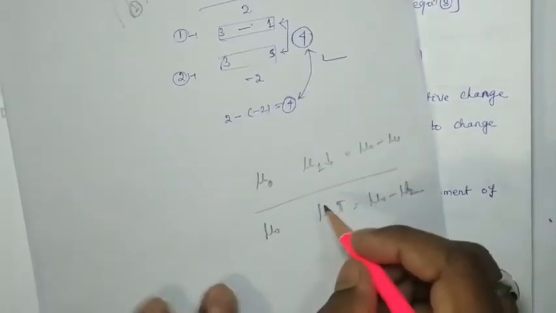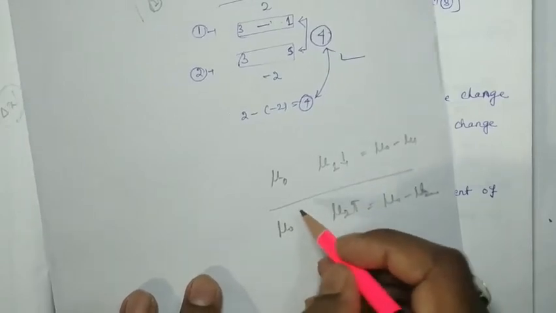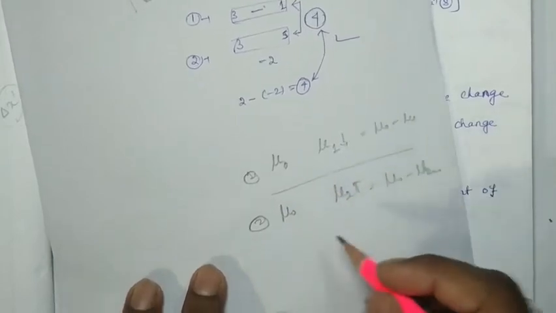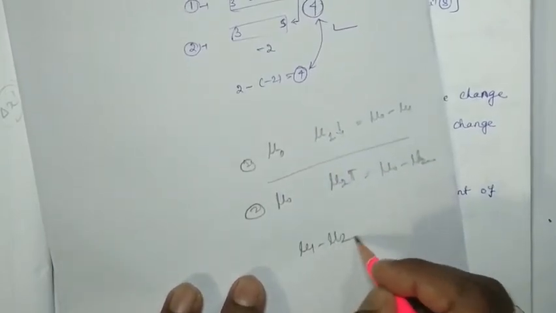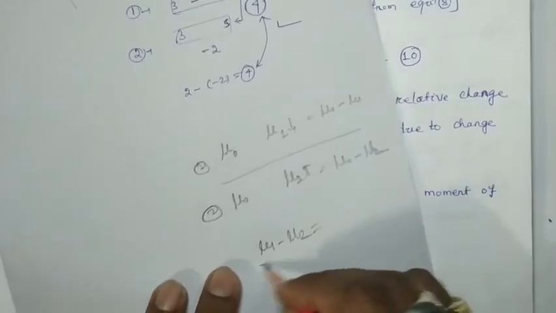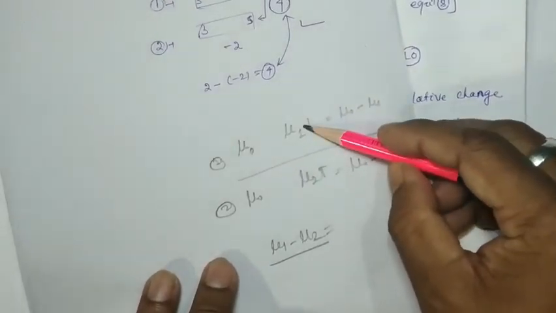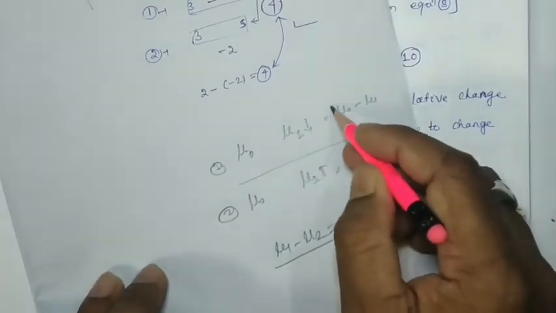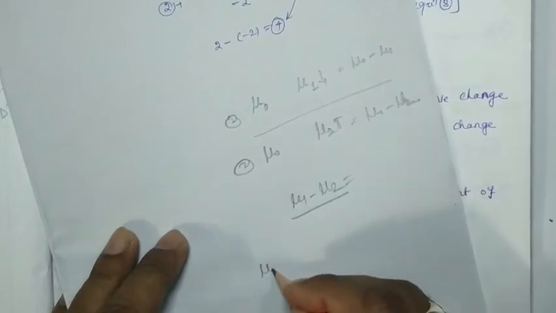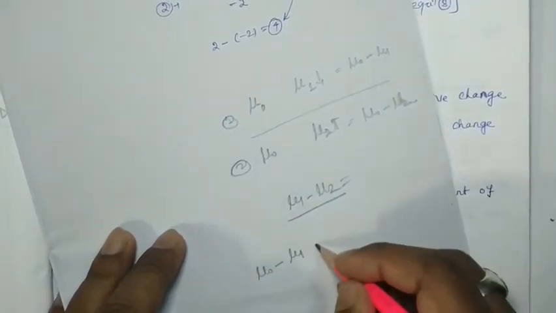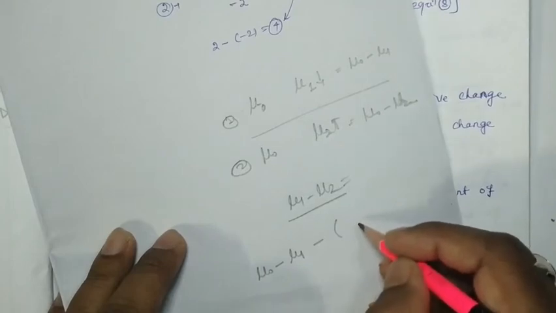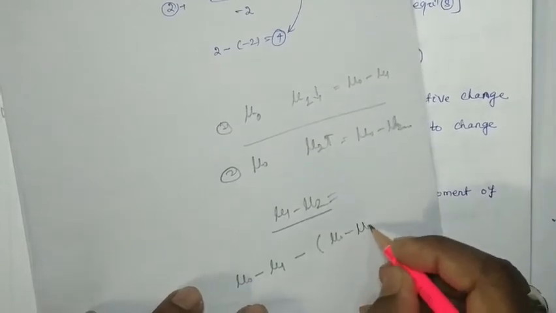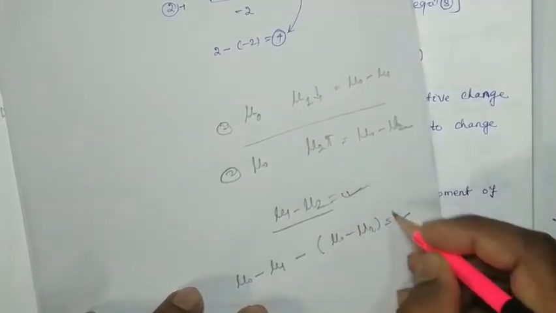But if we consider the change of dipole moment from the first electron to the second electron, then we consider mu 1 minus mu 2. Directly subtracting mu 1 minus mu 2 is the same as considering mu 0 minus mu 1 minus mu 0 minus mu 2; we will get the same answer.